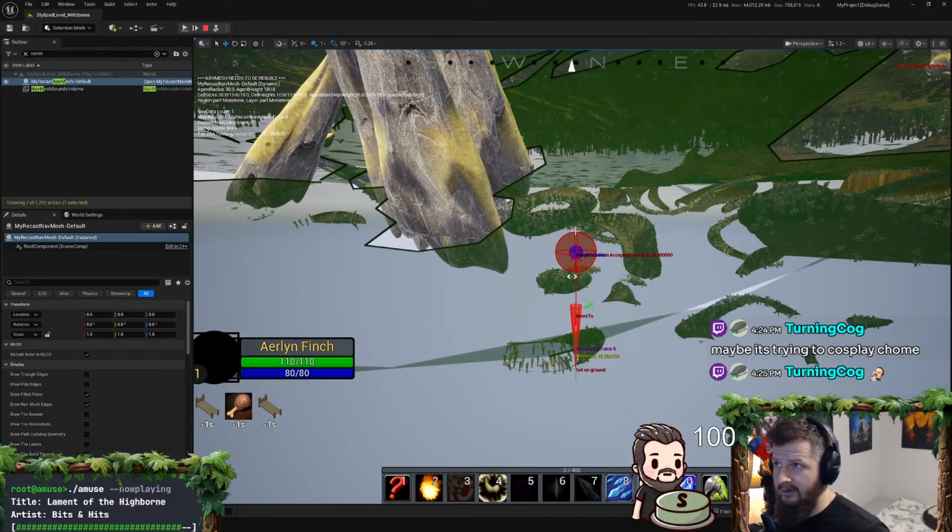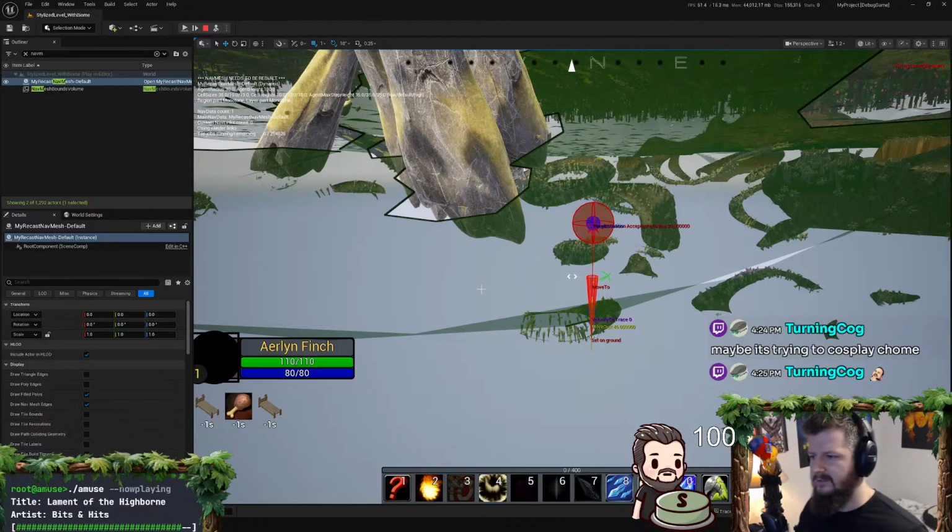Maybe it's trying to cosplay Chrome. Chrome wishes it could use the amount of memory that Unreal Engine can.